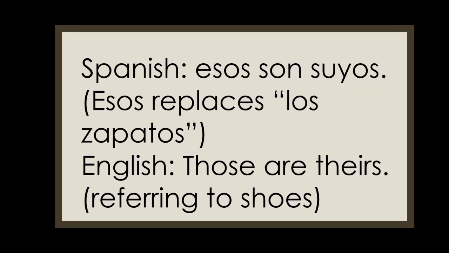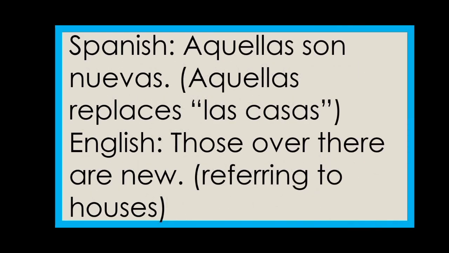Spanish, esos son suyos. Esos replaces los zapatos. Esos son suyos. So those are theirs. Those are there, los zapatos. Aquellas son nuevas. What are new? There are houses which are new. Aquellas son nuevas. So aquellas here is referring to houses. Those over there are new.